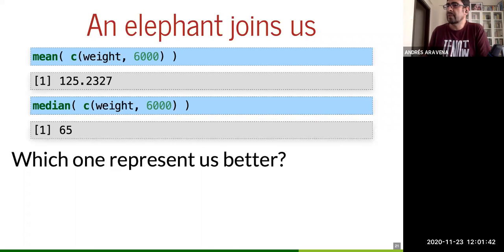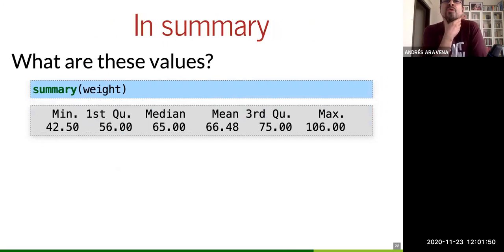For example, this is the command that I wanted to introduce you today. The command is called summary, that in this case I am applying to a vector. We can also apply it to a data frame or a table, but let's understand this first. What are these values? You take a vector, you apply the function summary, and you get these values. Can you tell me what these numbers are? What are they representing?